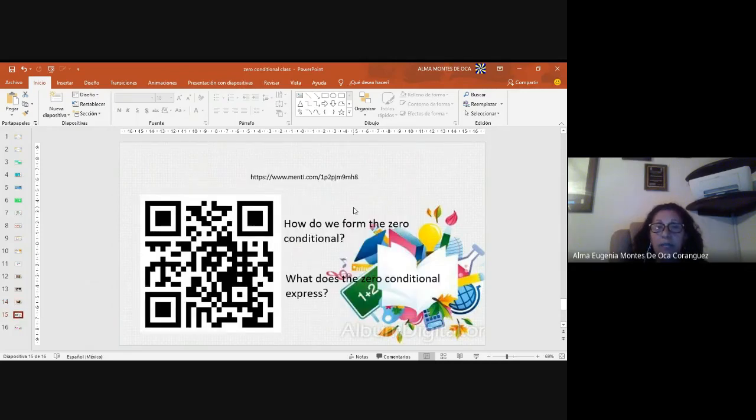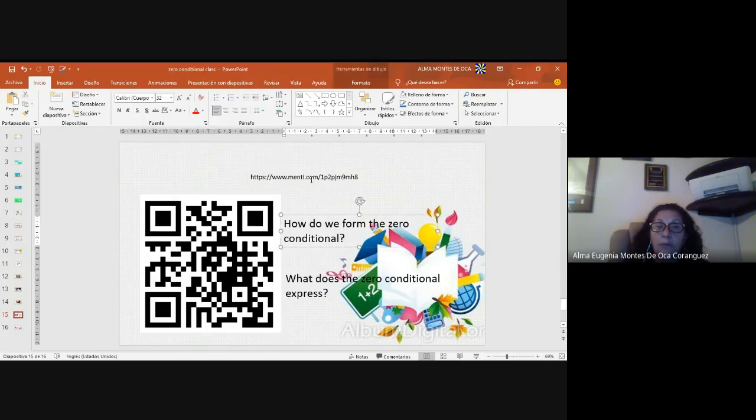Now we're going to play with the answers. We're going to go to menti.com, or you can scan the QR code and you answer these two questions. How do we form the zero conditional? And what does the zero conditional express?